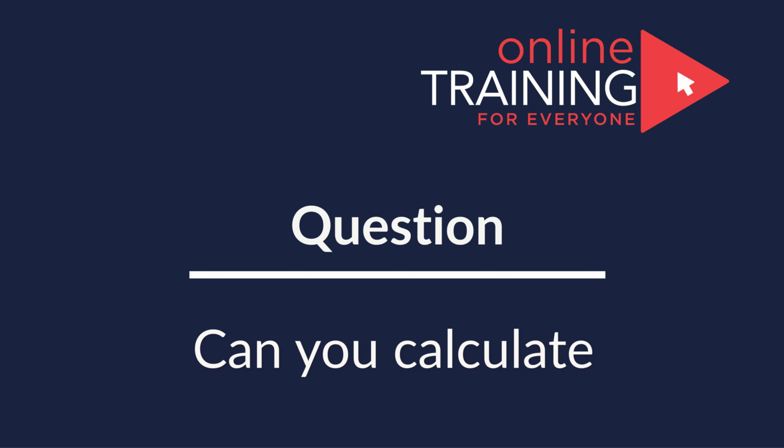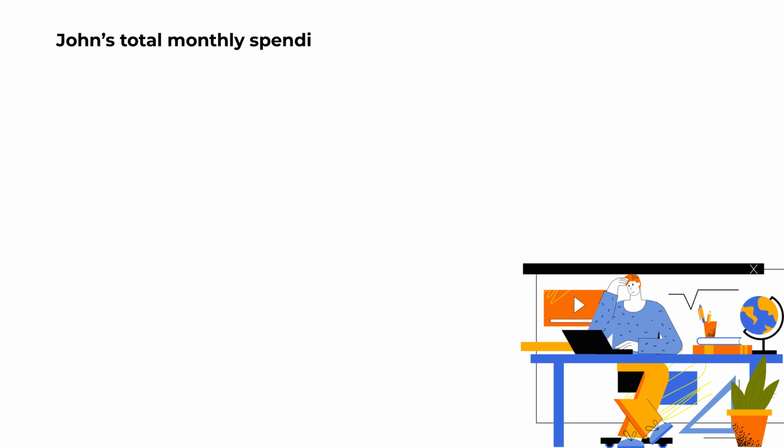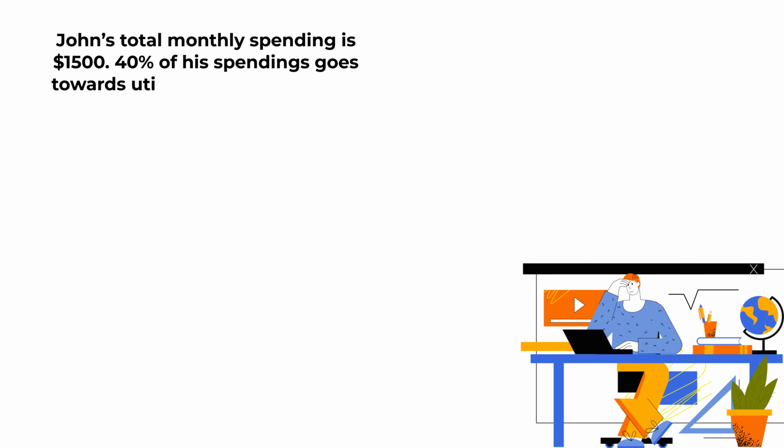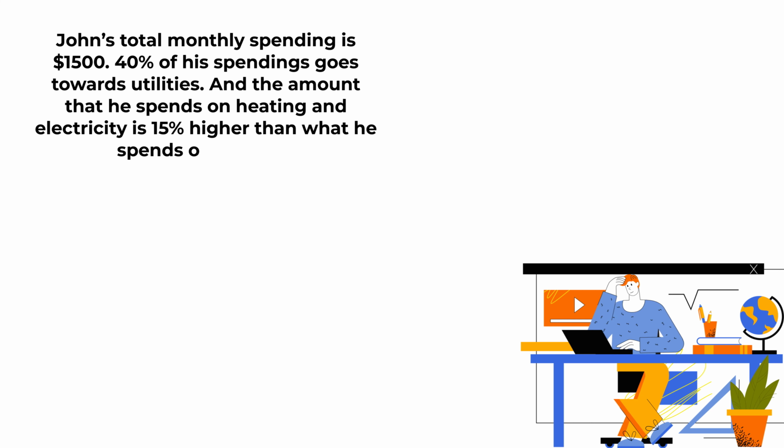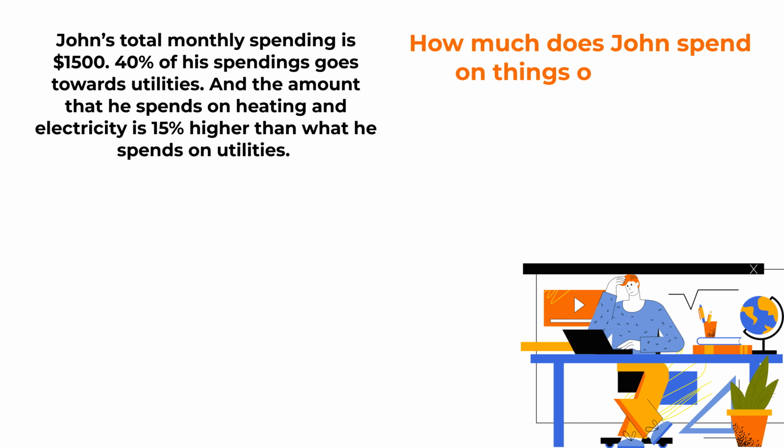Here's the question you might frequently encounter on the test. John's monthly spending is $1,500. 40% of his spending goes toward utilities, and the amount that he spends on heating and electricity is 15% more than what he spends on utilities. How much does John spend on things besides heating, electricity, and utilities?